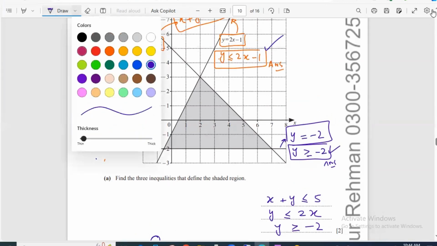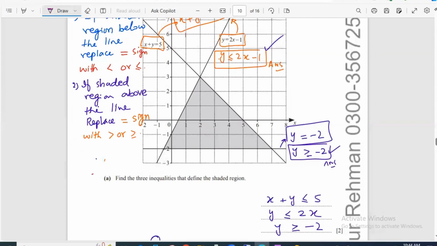I'm going to change the pen. Now the x equals 1 line is this, and the region R is x greater than or equal to 1. Greater than or equal to 1 means region R lies on the right side here. So this is the region R.